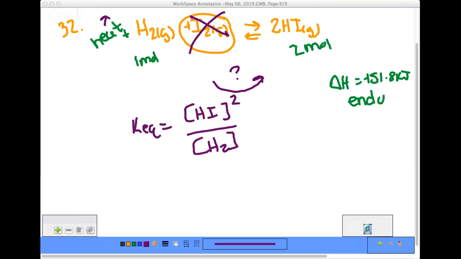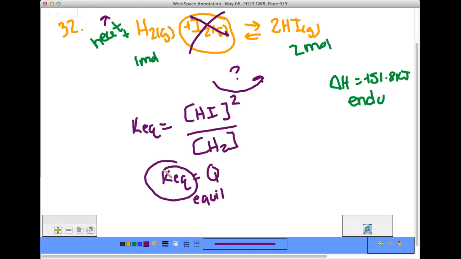If Q is equal to 1, that doesn't necessarily mean it's at equilibrium. If Q is equal to KEQ, then you know it's at equilibrium. So you want to compare Q not to itself. The only way you could do this comparison is if you're given one or the other. So maybe you're given KEQ and you have to solve for Q. But Q equal to 1 does not tell you necessarily if it's at equilibrium or not.